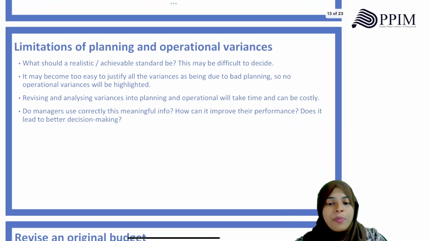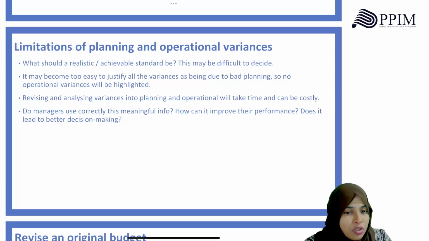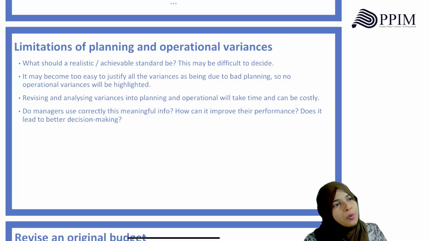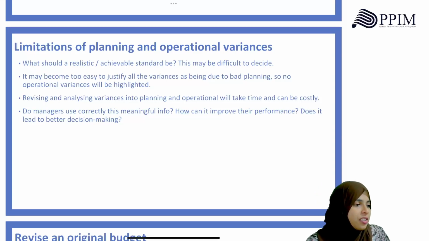Limitations of planning and operational variances. What should a standard be? Setting the standard might be a difficult thing to do first. And also, because you are dividing into planning and operational, managers might try to push everything towards planning variances. They will try to hide their bad performance by pushing it into a planning variance. They might try to blame everything on planning. Revising and analyzing variance into planning and operation will take time and it can be costly as well.